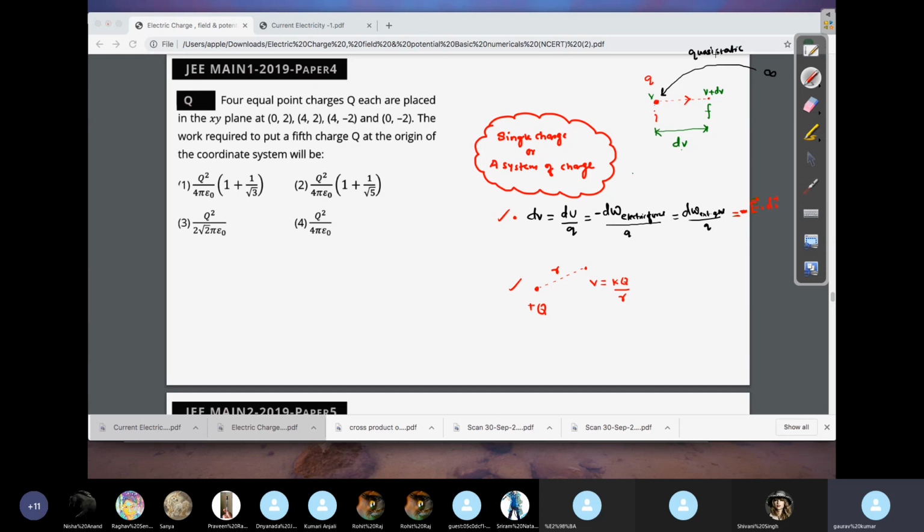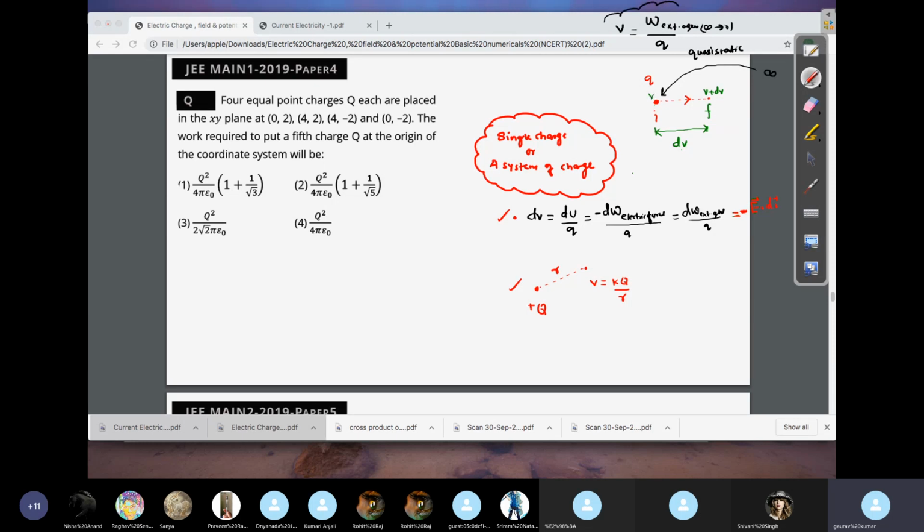What's the meaning of quasi-static manner? It is infinitesimally slow motion. If you move the charge like this, then whatever work is done by the external agent in moving this charge q from infinity to this location at distance r, divided by q, this is called what? Potential at that point. This is how we define it.